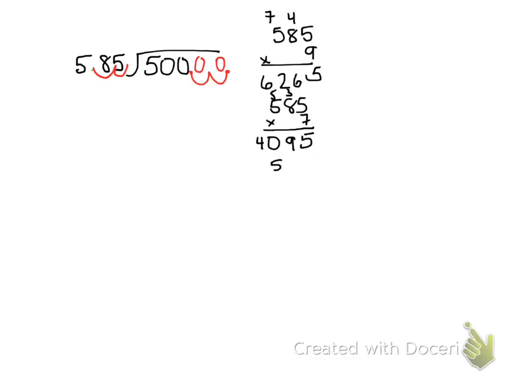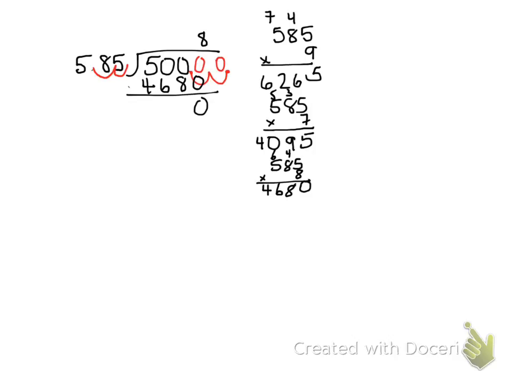So 585 times 8. 8 times 5 is 40. 8 times 8 is 64, plus 4 is 68. 8 times 5 is 40, plus 6 is 46. So 585 can fit into 5,000 8 times. And 8 times 585 is 4,680.